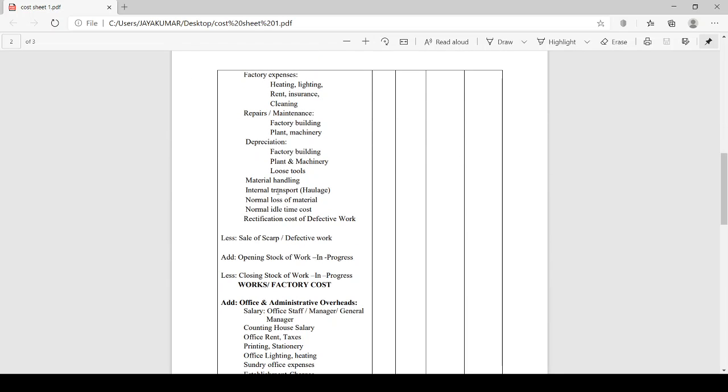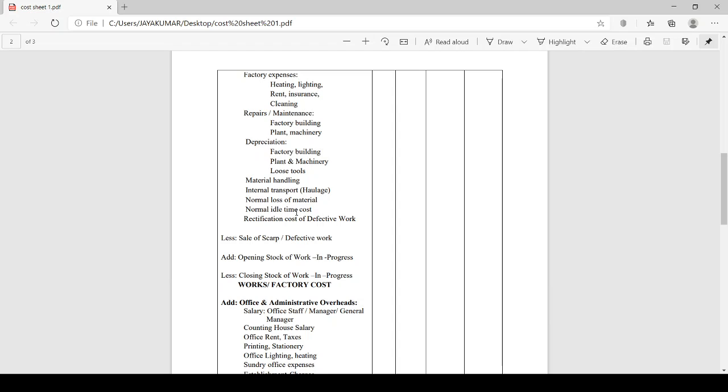Material handling, any expenses incurred in material handling, expenses incurred in internal transport. It is also known as haulage. Now, for example, if you want to transport material from one department to another department, we use haulage or internal transport. Any loss of materials, normal loss. We have classified the cost into two types. I hope you remember, normal cost and abnormal cost. Normal cost is which happens in the normal functioning of the business. So any loss of materials, for example, evaporation of the chemicals and all, comes under normal loss of materials.